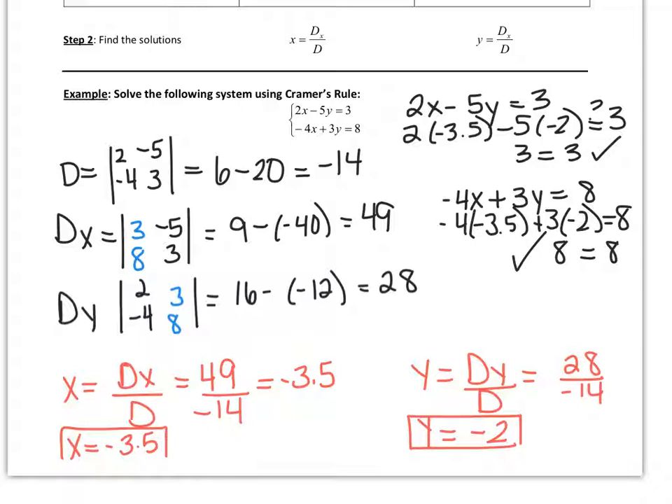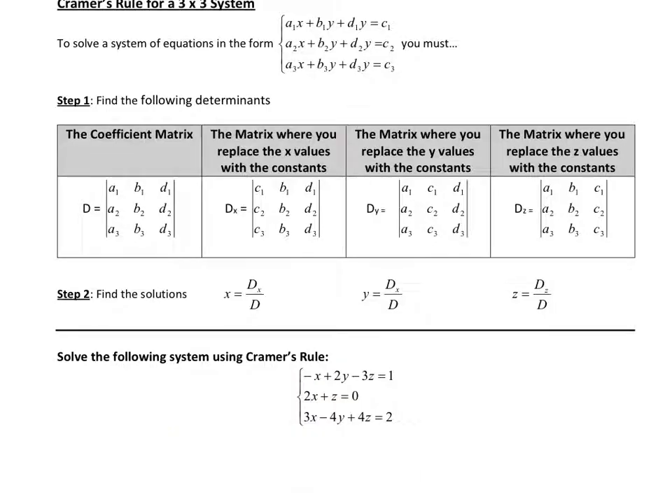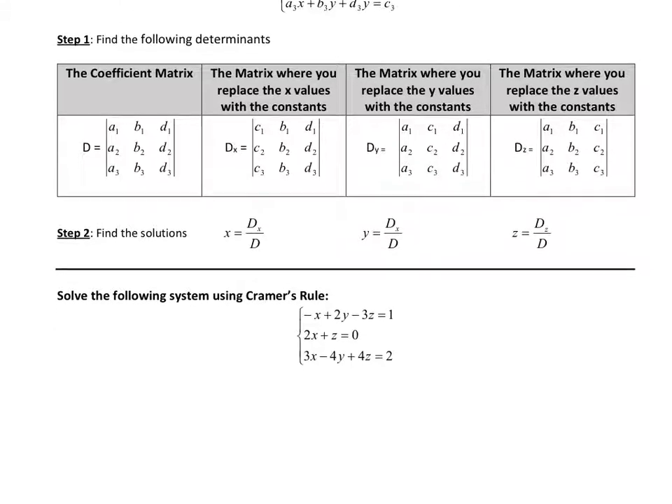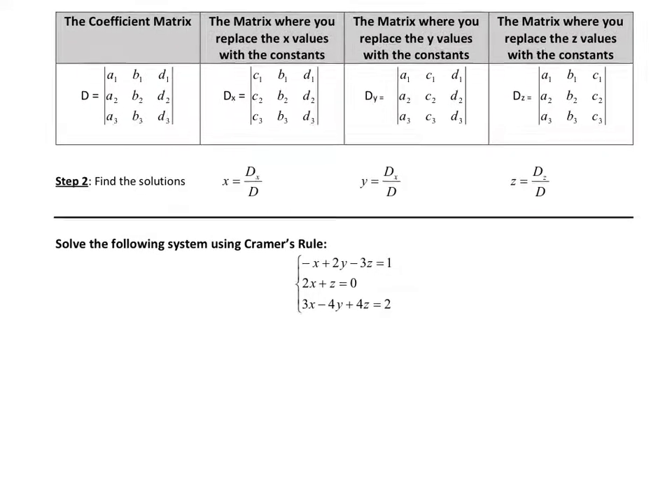Okay, let's see how this method applies to solving a system that's a 3 by 3. The system is going to work the exact same way, where you need to find the coefficient matrix, the matrix where you would replace the x values with the constants, then the matrix where you would replace the y values with the constants, and then the matrix where you would replace the z values with the constants. So a 3 by 3 just changes the fact that we're going to have one more matrix.